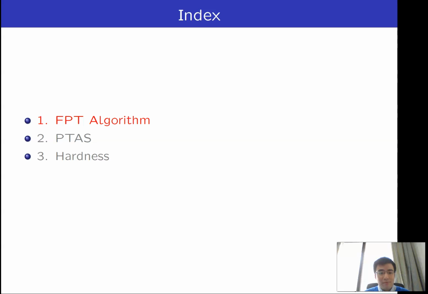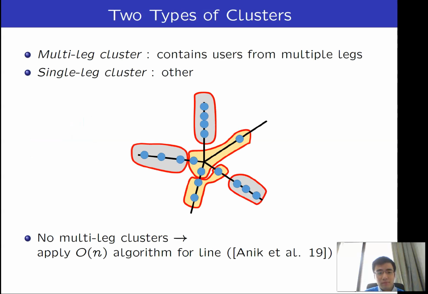First, we give the FPT algorithm. We classify the clusters into two cases, multi-leg clusters and single-leg clusters. A multi-leg cluster is a cluster that contains users from multiple legs. A single-leg cluster is a cluster that contains users from a single leg. The yellow one is a multi-leg cluster and the gray one is a single-leg cluster.